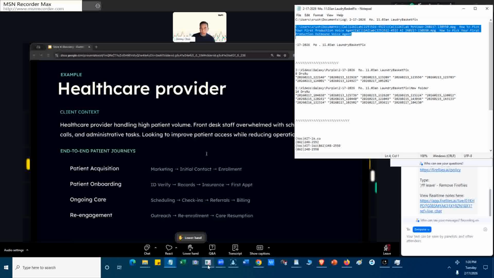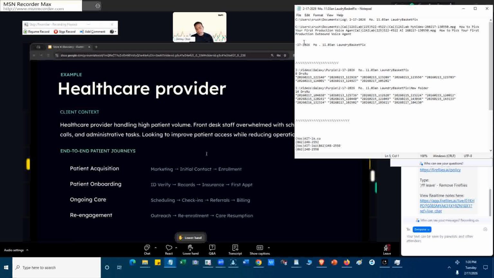And then the last journey could be re-engagement. So this is bringing back patients who maybe have lapsed. So this could include outreach, re-enrollment, and getting them back on a care plan. And then notice that these are end-to-end journeys. They're not just phone call types. And then that context matters a lot for how you prioritize.